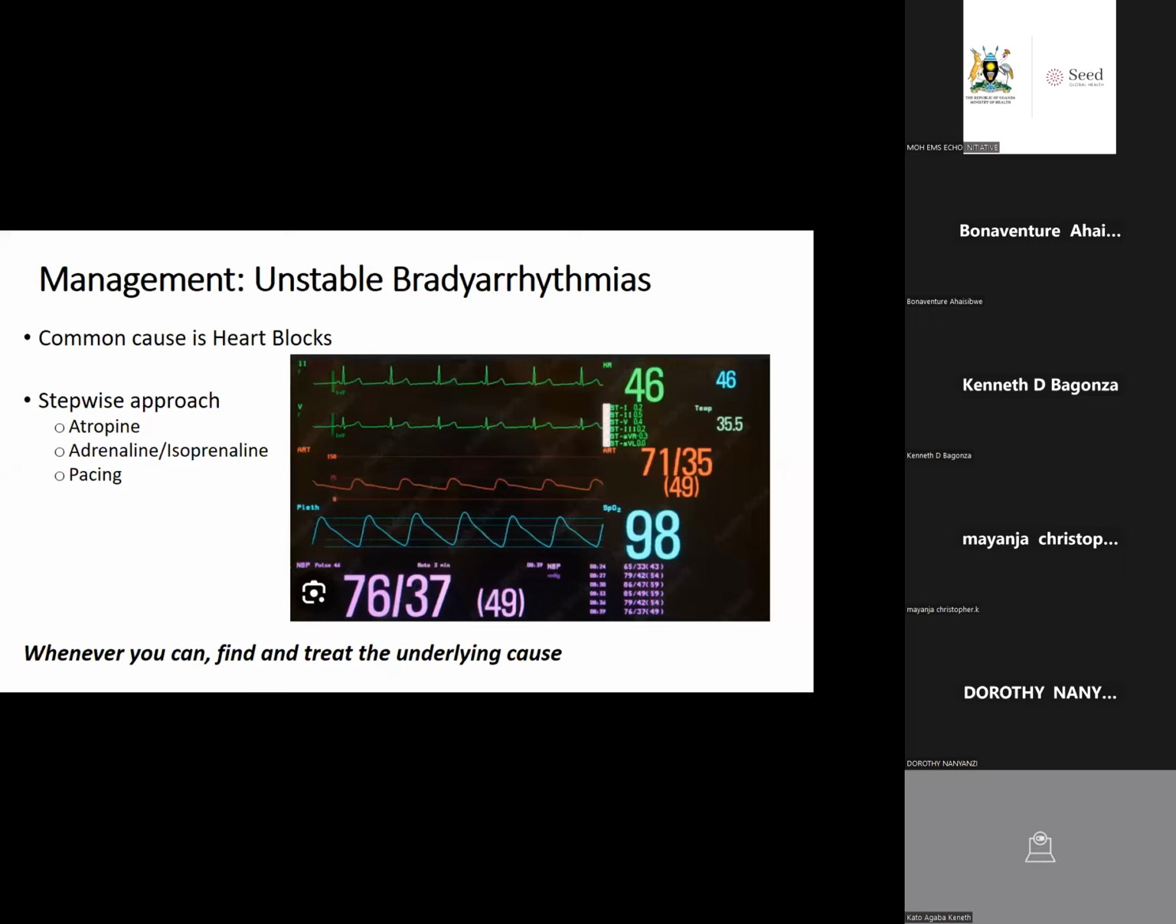The other question, of course, you ask yourself is, okay, the patient has a bradyarrhythmia. I have corrected the bradyarrhythmia, or I'm correcting it, but what triggered the bradyarrhythmia? So if a patient took a toxic agent, then you need to find out, does this agent have an antidote, and can I give the antidote?